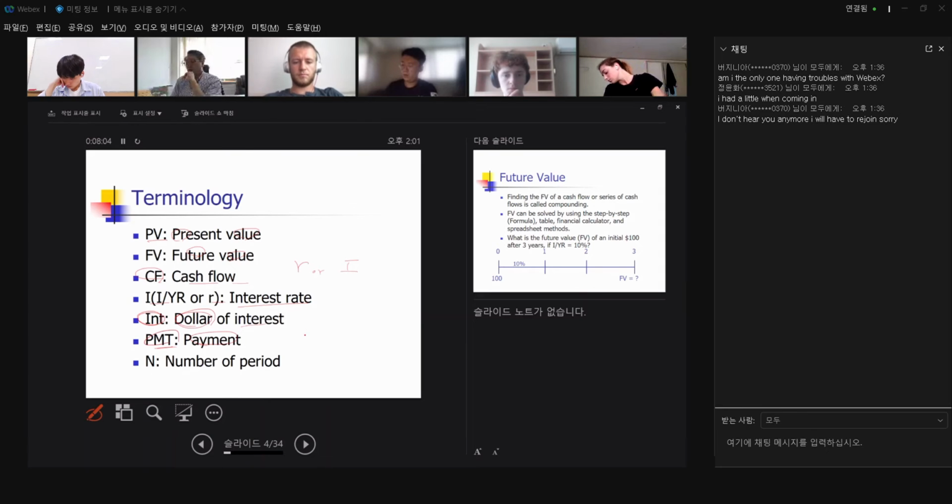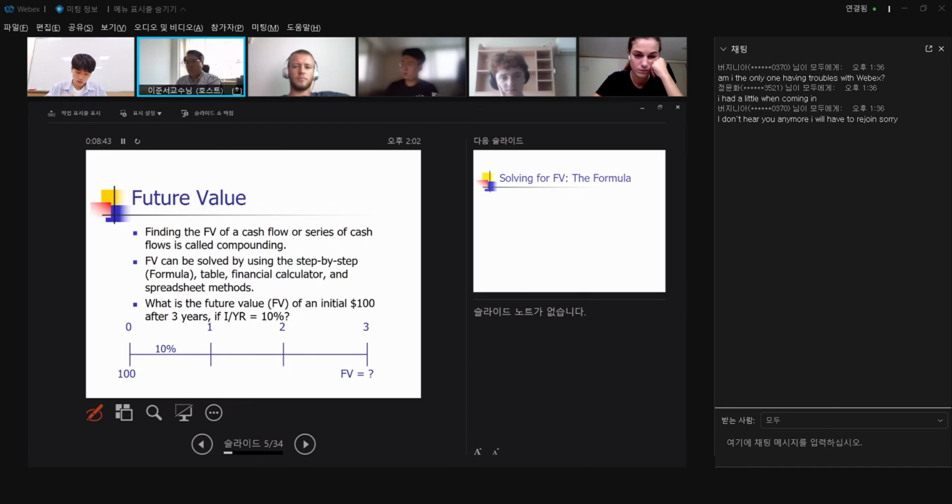This is the payment. So if we receive $100, $100, $100, $100, $100 for 5 years, that is called the payment. The basic characteristic of a payment is the same amount, repeated for some specified period. That's the payment series, right? Same amount series. N stands for number of periods. So you should be familiar with the terminology to explain the time value of money.